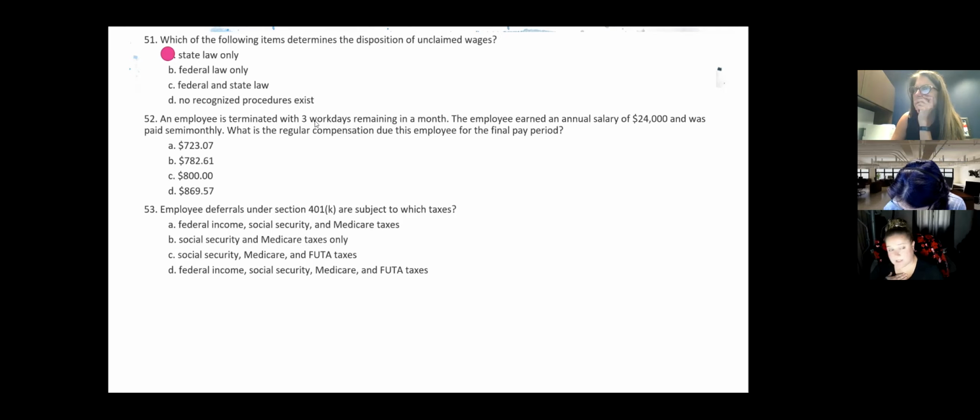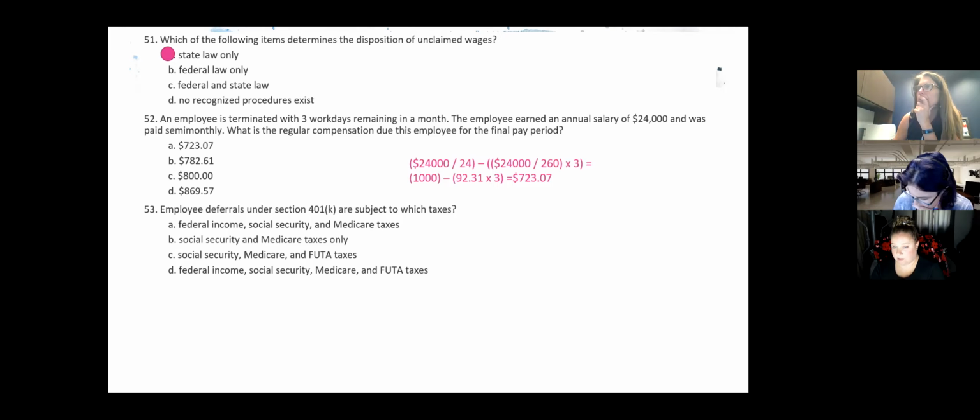I agree with you guys. I got A as well. Like I said, many different ways to do this one. I personally figured out the regular rate of pay by taking 24,000 dividing by 2,080 hours and then multiplying by 3 days with 8 hours in them. So 24 hours. And that's the amount that she didn't get because she didn't work the last 3 days. So I did 1,000 minus that amount and I got the 723.07.